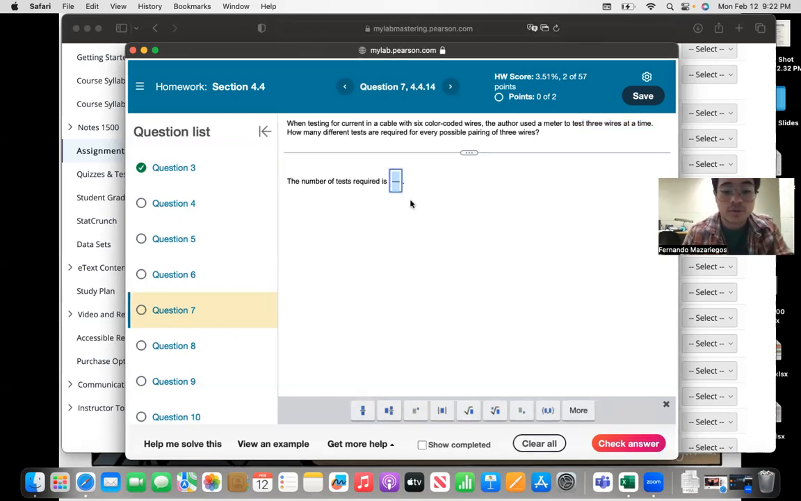So we use the formula for combination, 6 factorial over (6 minus 3) factorial times 3 factorial. So this is 20.